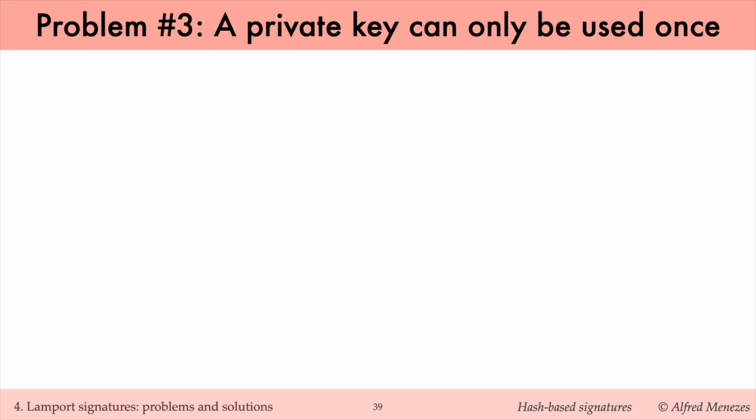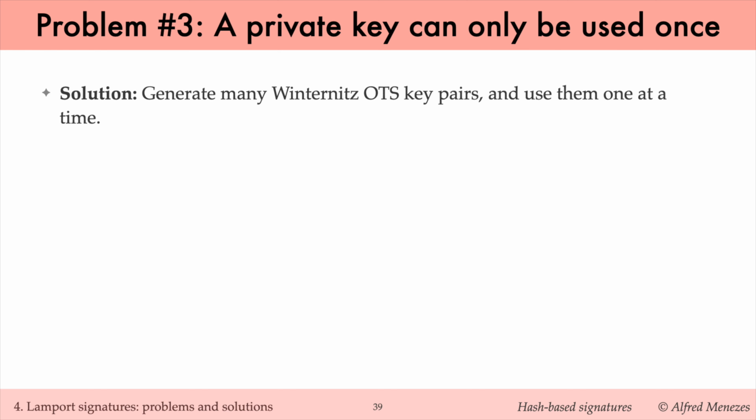Both Lamport's and Winternitz's one-time signature schemes share the limitation that a private key can securely sign only one message. This is impractical for most applications due to the significant overhead of securely distributing public verification keys, for example, through certificates. A straightforward solution is to generate many OTS key pairs and use them one at a time.